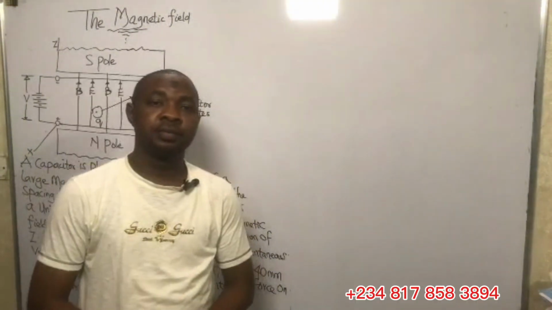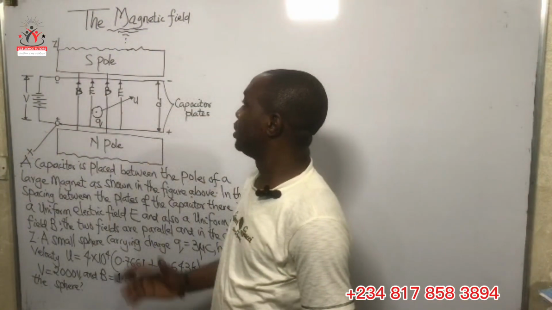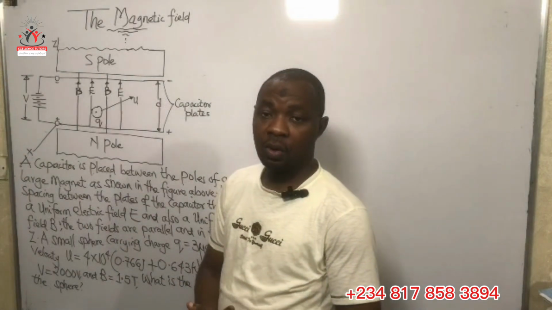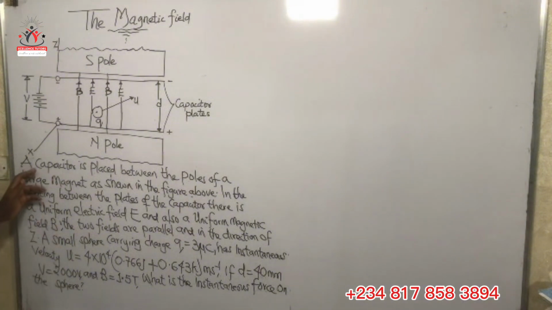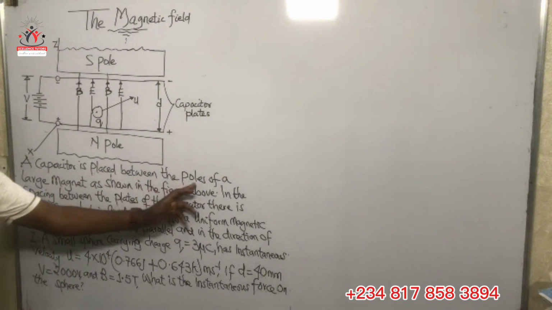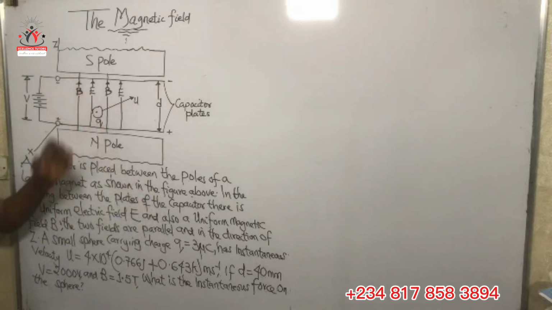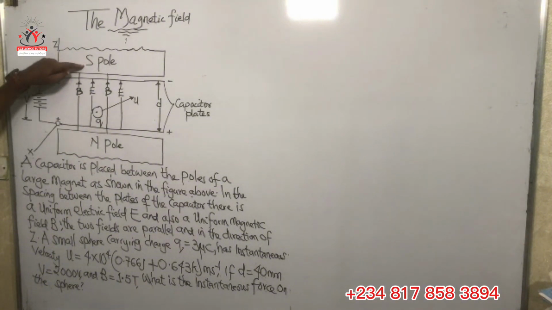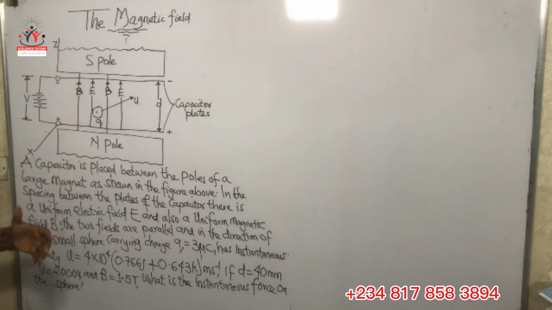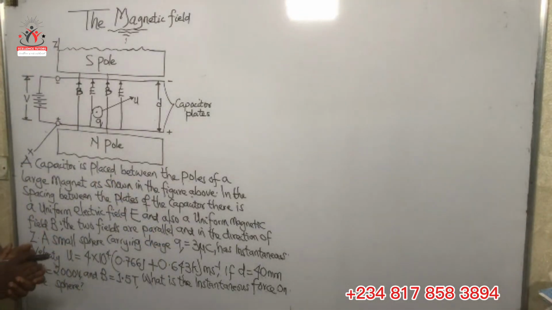Hello everyone. In this video, we'll be learning about how to solve this magnetic field question on the board. The question reads: a capacitor is placed between the poles of a large magnet as shown in the figure above. So we have the two poles of the large magnet, the south pole and the north pole. We know that a magnet has two poles, the north and the south pole.